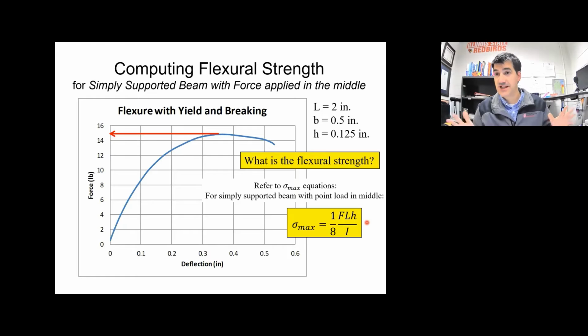All right, so that's the only one like it. That's the only stress equation for a simply supported beam and a point load applied in the middle. So you've got to find the right equation to use. That's step 1, I guess. All right, so here's our equation. The question is basically, what's this stress when we are at this point in the test?